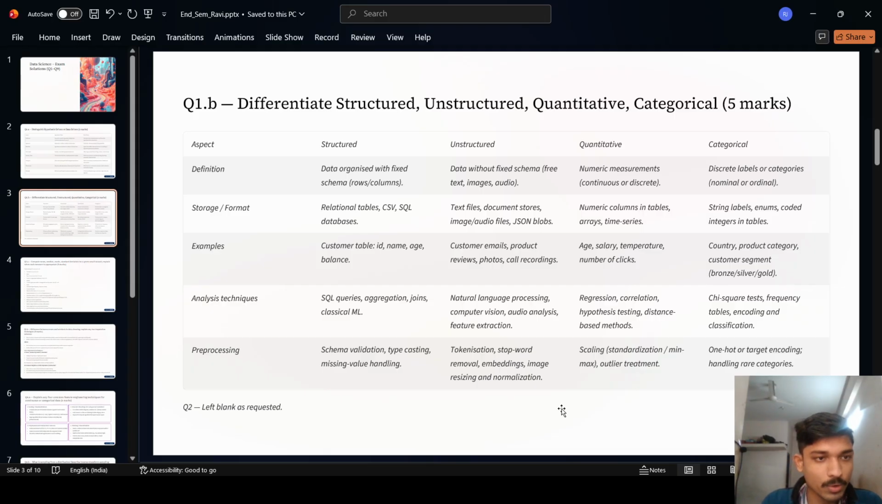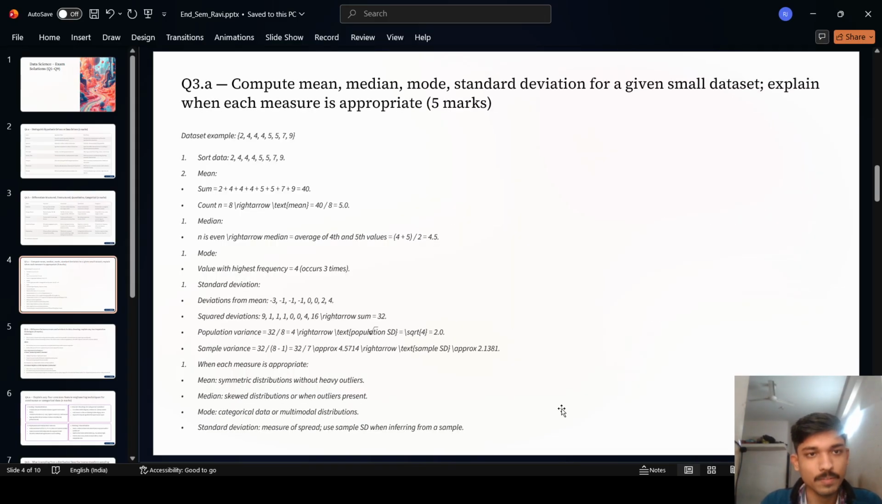Now let's talk about the second question A part. Sorry, it will be third. In this, we have to compute mean, mode, median, standard deviation for a given smaller data set. So we will take our data set 2 3 4 4 5 5 7 9, and we will sort it in ascending order. So what is the mean? Mean, as we know, is the sum of all the values of the data set divided by the number of values in the data set.